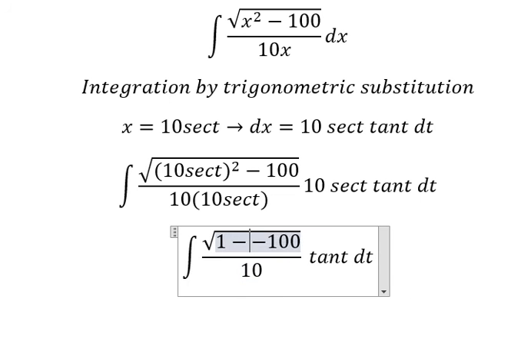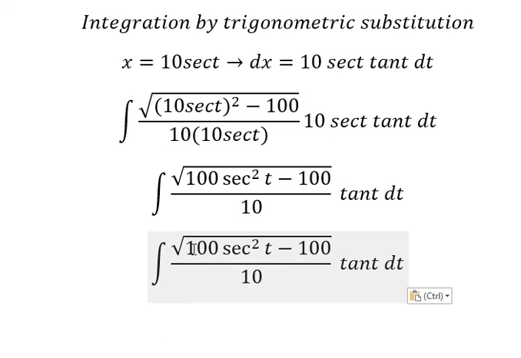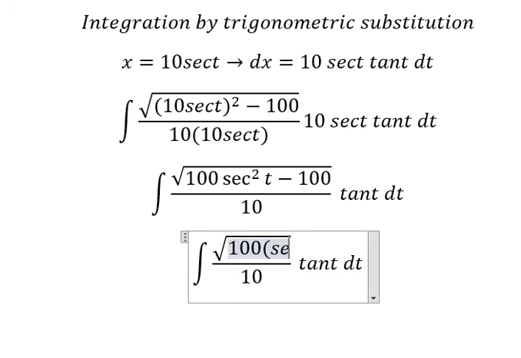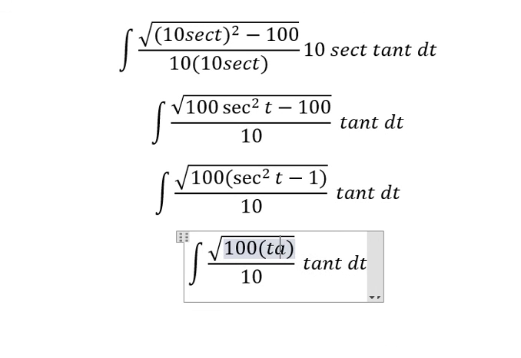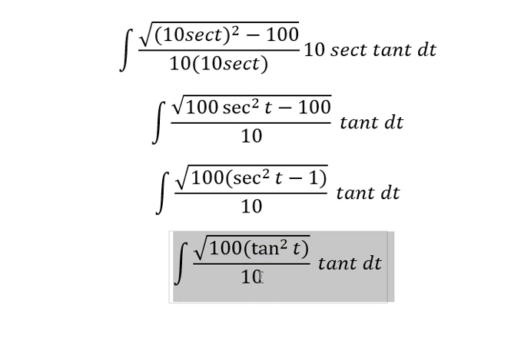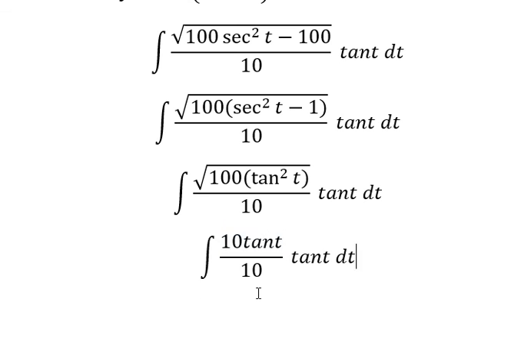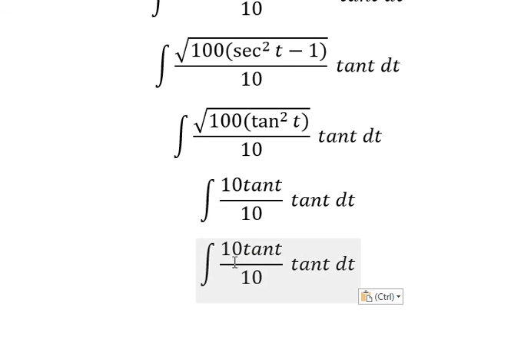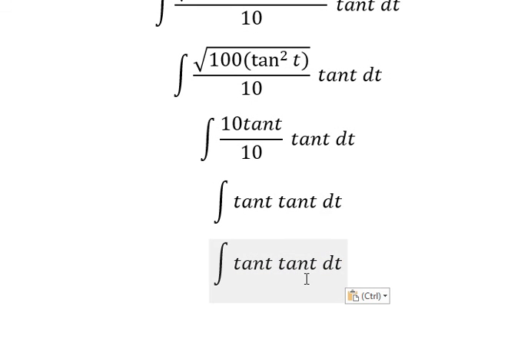This one we have 100 secant of t squared minus 100, we can do factorization. Secant of t squared minus 1, we change to tan t squared. The square root of 100 tan t squared, we have 10 tan t. Number 10, we simplify. Tan t with tan t, we have tan t squared.